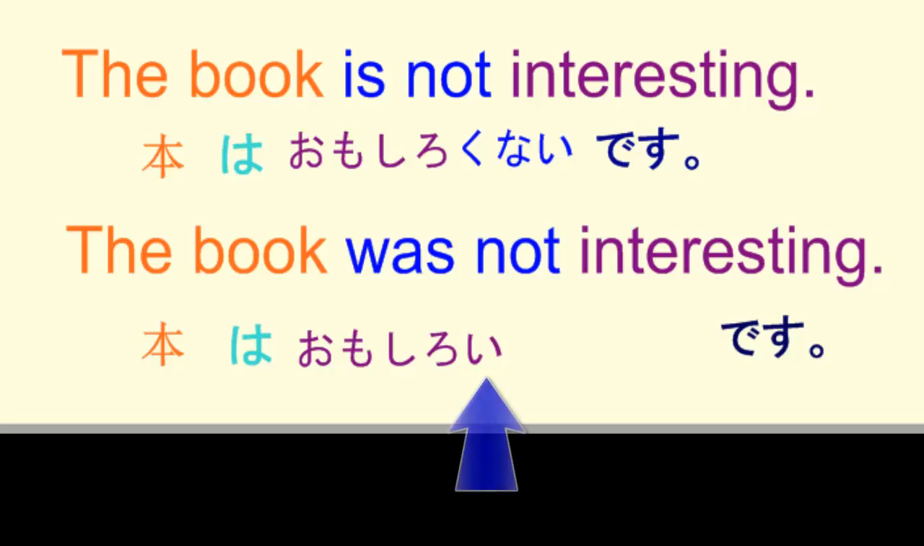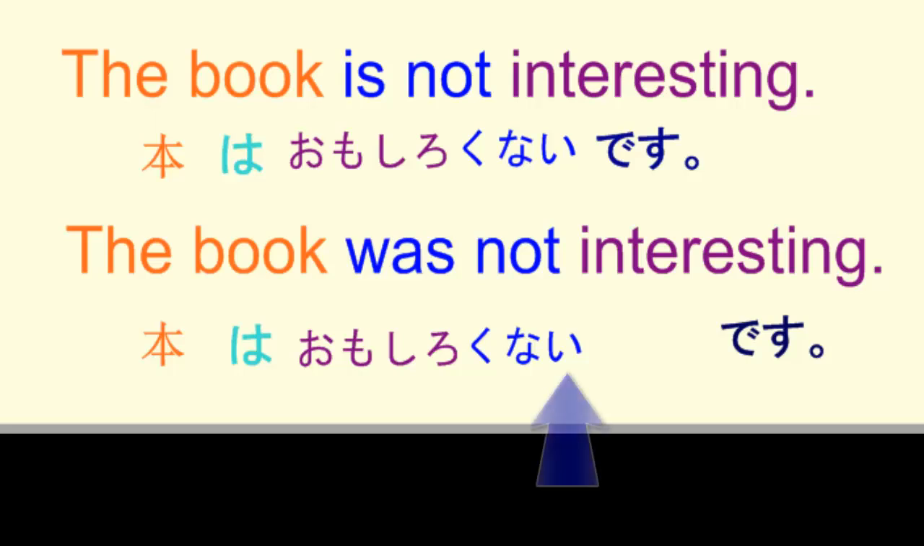So we get omoshiroi. We remove the i. That leaves us with omoshiro. We add the negative ending. Here it is. That's kunai. And we get omoshirokunai. It is not interesting. Now we have to change that again into the past tense.